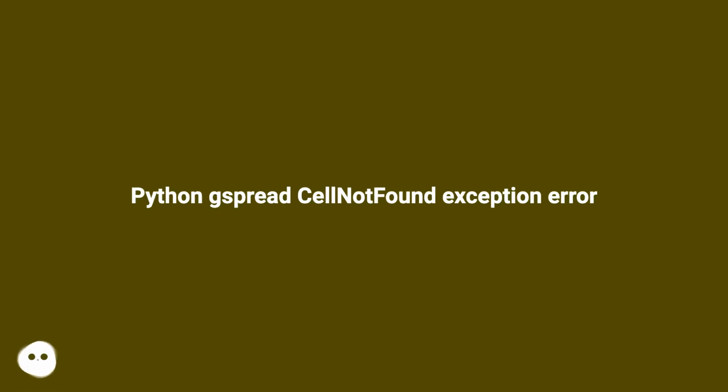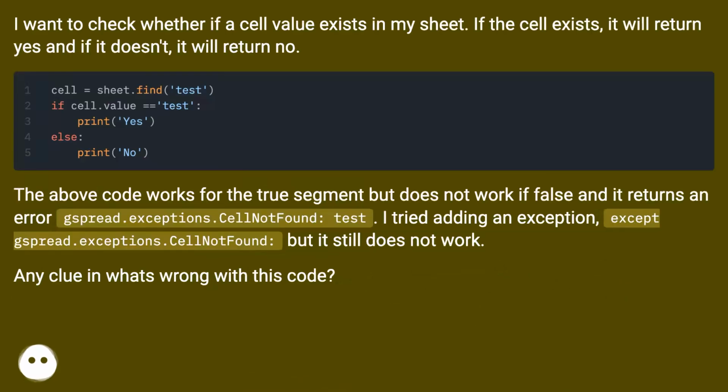Python gspread CellNotFound exception error. I want to check whether a cell value exists in my sheet. If the cell exists, it will return yes, and if it doesn't, it will return no. The above code works for the true case but does not work if false, and it returns an error, gspread.exceptions.CellNotFound, column test. I tried adding an exception, except gspread.exceptions.CellNotFound, but it still does not work. Any clue what's wrong with this code?